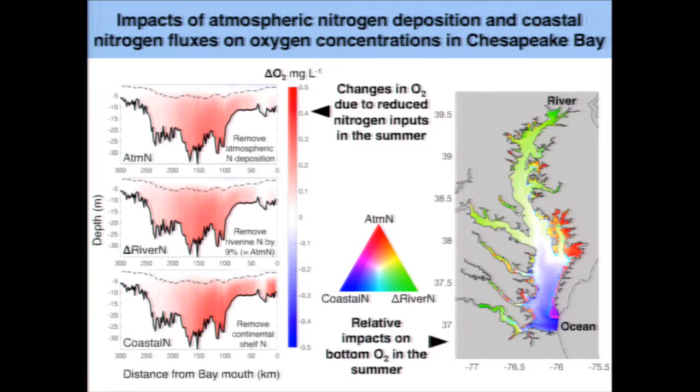The figure on the right is looking at the problem from another view. We can see the relative contribution of each different nutrient on the bottom oxygen in the summer. The red is the impact from atmosphere, so we can see on the eastern part of the bay, nitrogen from atmosphere has the largest impact on bottom dissolved oxygen. And the river has the largest impact in the upper bay and in the larger tributaries, shown in green, and closer to the open ocean, coastal nitrogen has the largest impact. And in the deep trench in the middle of the Chesapeake Bay, the color tends to be white, which means all three nutrient inputs have similar impact on the Chesapeake Bay dissolved oxygen.